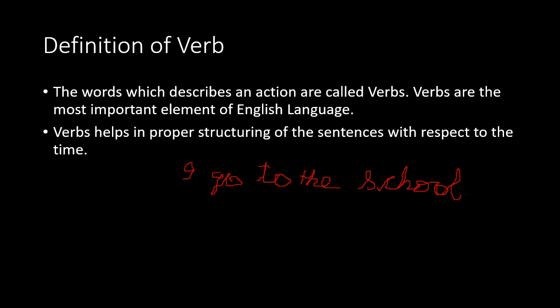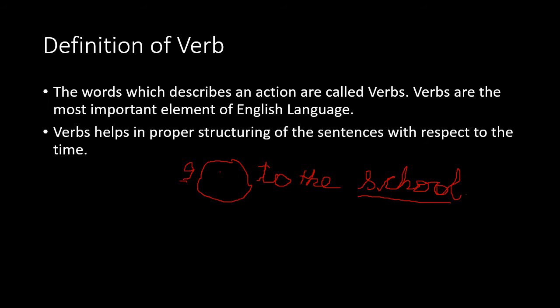This is the first form of the verb. So here go is the verb. I is the subject. Who goes to the school? I go to the school. And where I go to the school, right? So it is a complete, meaningful sentence. So the verb helps in proper structuring of the sentence with respect to the time. All right.